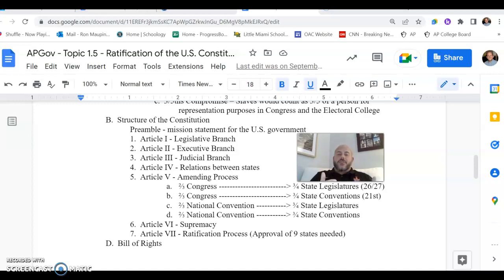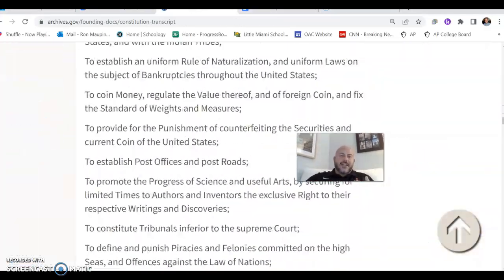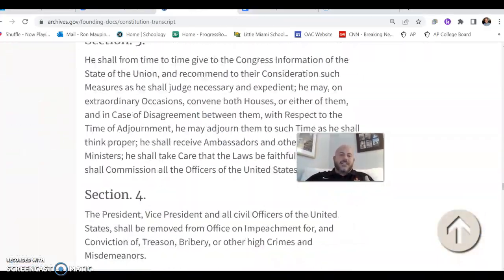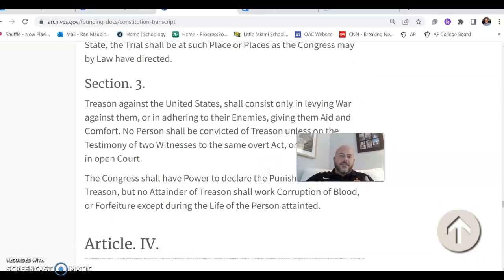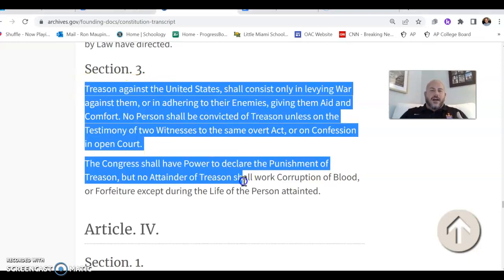Then you get into Article 3, the judiciary branch, and just like the other two, it provides a framework for the creation of the federal court system, including by name the U.S. Supreme Court. Fun fact: if you look in the third article, when you're looking at the judiciary branch, not only does it address the courts, that last section here in Article 3, as you can see here, actually provides the definition for treason.